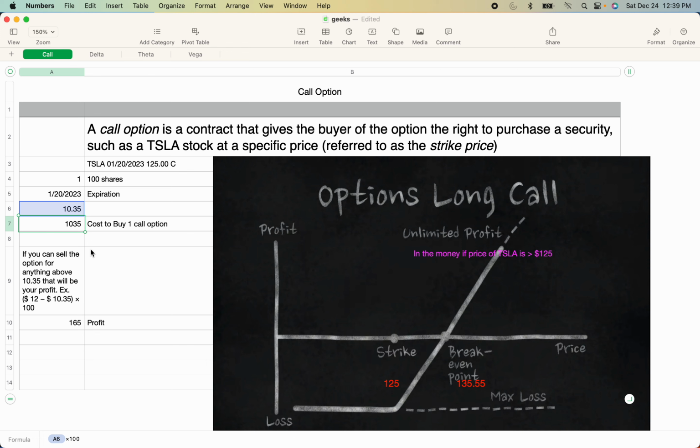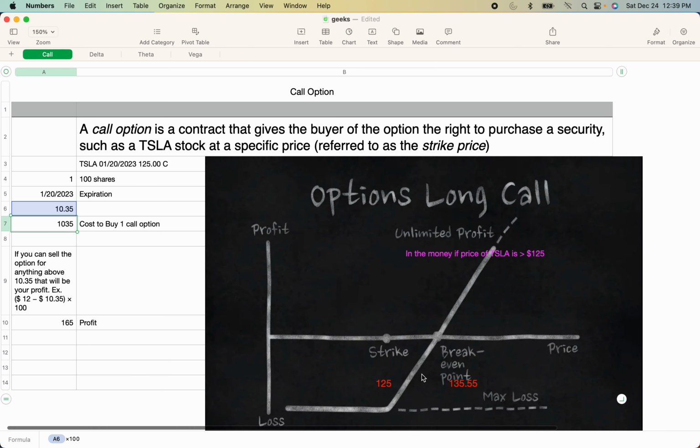And there is something called a break-even point. Let's say the price of Tesla on January the 20th is a little bit greater than 125. If it reaches 135.55, that's called the break-even point in this example. Basically, you would have made no money and lost nothing. To make a profit, you would really need the price of Tesla to be greater than $135.50 on the day the option is about to expire. And in this case, whatever the price is above that, you will be making profit. There's unlimited profit. That's what this shows.